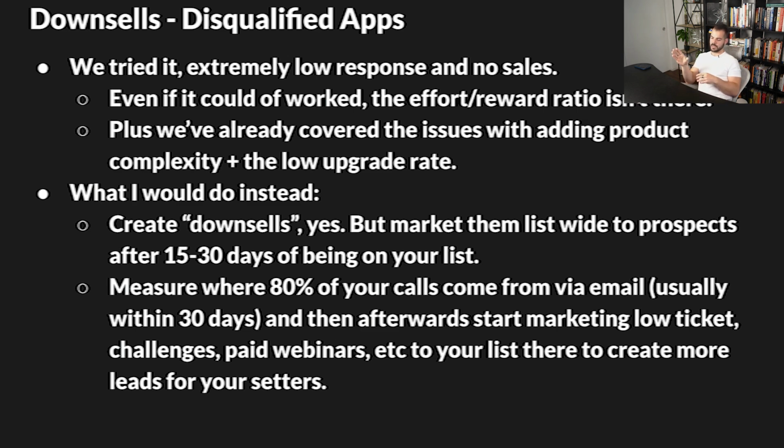So essentially, what I found is, for me, generally, when I'm email marketing my list, most of the sales and the calls I get from my list come within 30 days of somebody being on the list, or 45 days of somebody being on the list. So after that time frame, then you can use your list to start downselling, right? And do it through email.